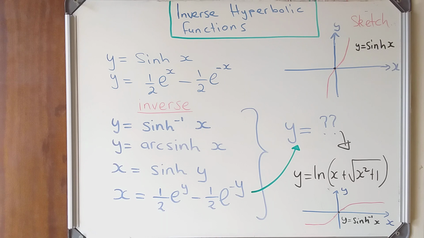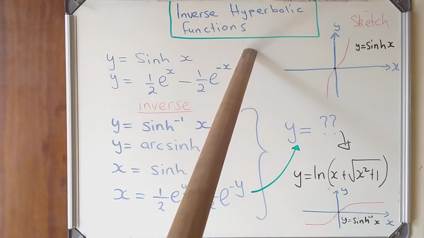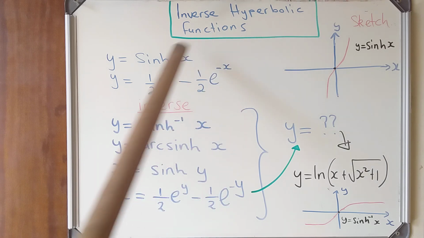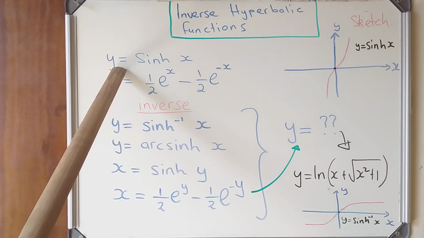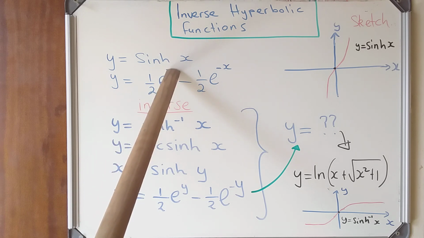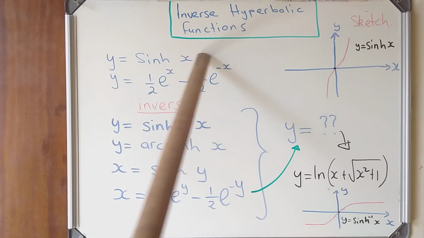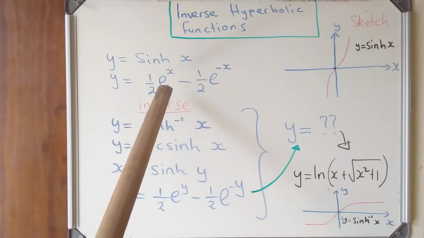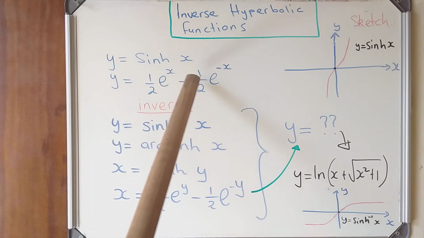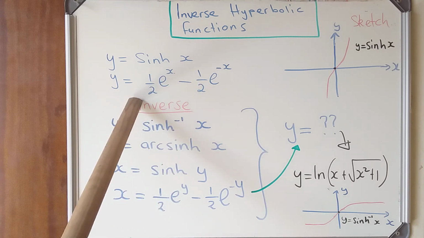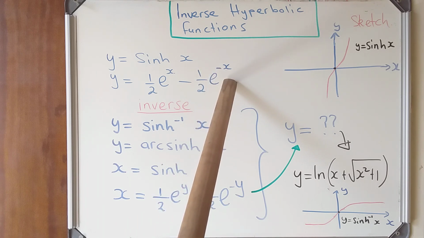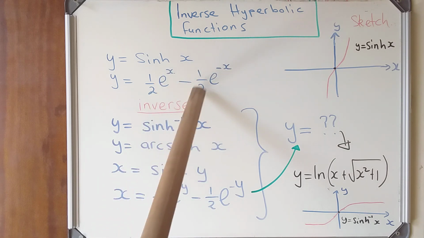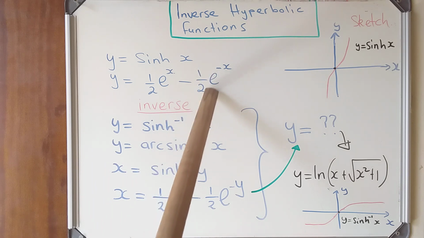In this one, we are going to find the inverse hyperbolic functions. Okay, so previously we know that y equals sinh x is a hyperbolic function, and if it's sinh x, it means that we are adding those two exponential graphs. Remember, the other one was negative, the other one was positive. So if we add the two, this is what gave us sinh x.